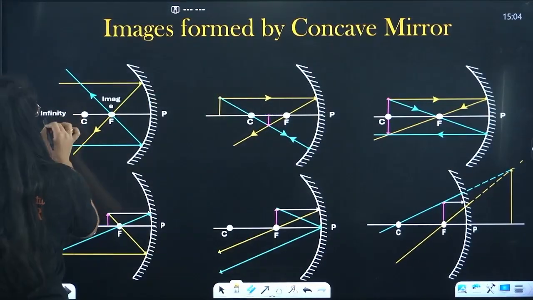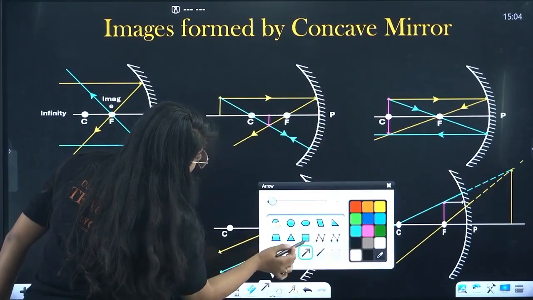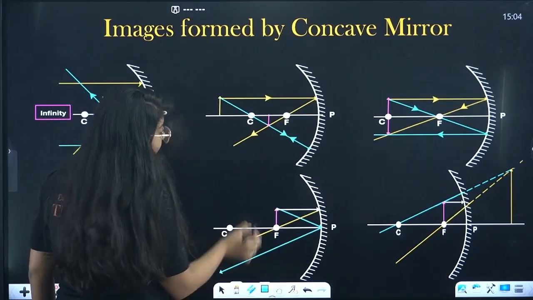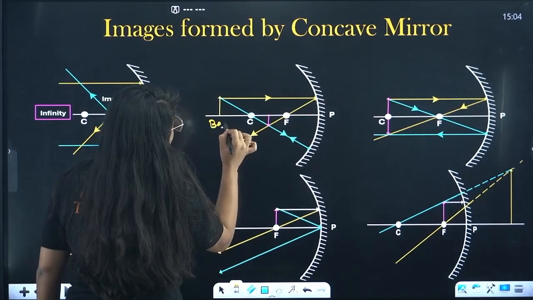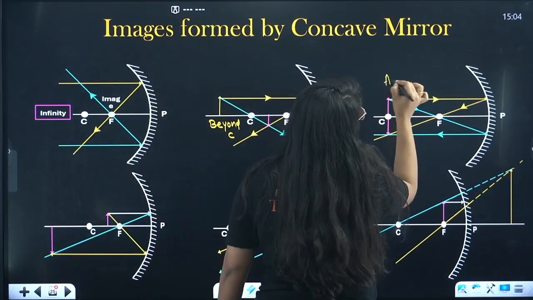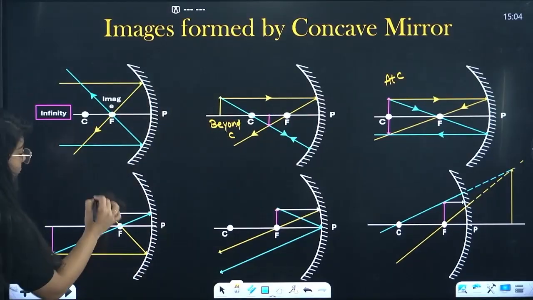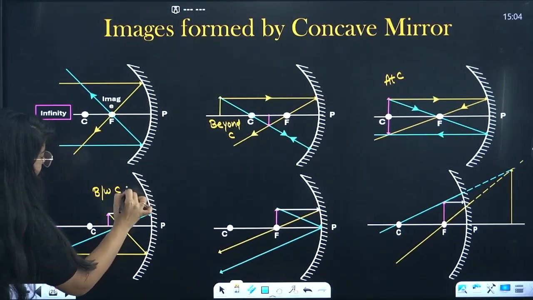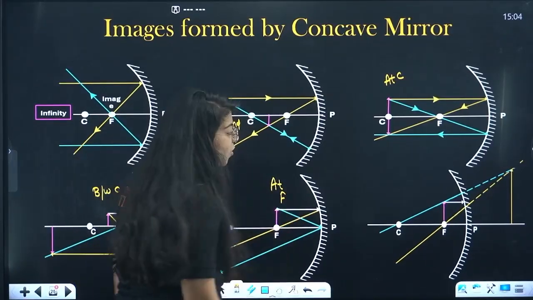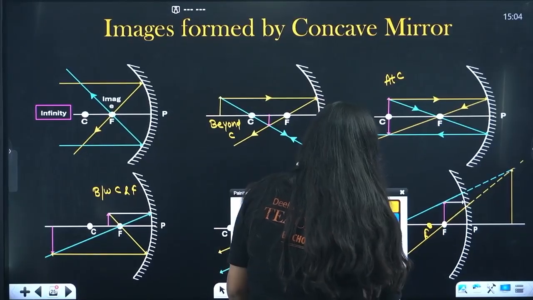In the first, we have object at infinity. Now see carefully, okay? The object is at infinity. The object is beyond C. Now see, it is at C. Right? The object is coming closer to the mirror. The object is between C and F. Okay? The object is at focus. Focus is somewhere here.